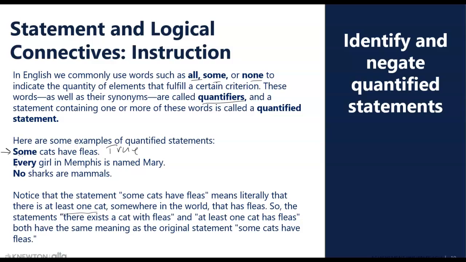And no sharks are mammals would not be all sharks are mammals. The opposite of that could be there is a shark that is a mammal. So you have to be careful with the words none, some, all. And we're going to move down to the next slide.